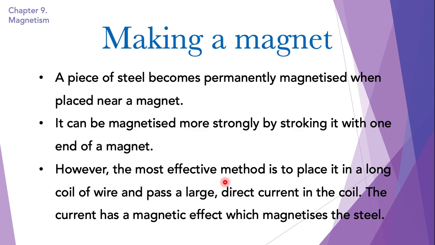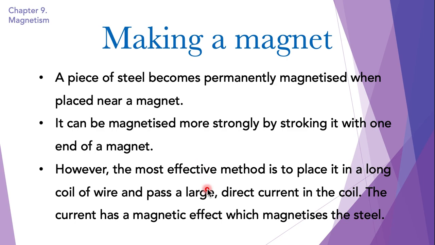However, the most effective method is to place it in a long coil of wire and pass a large direct current in the coil. The current has a magnetic effect which magnetizes the steel. So, we have a coil of wire in which we place the steel bar. We pass a large direct current in the coil. So the current induces magnetism in the steel and the steel becomes magnetized more strongly than either of these methods would. These are the three ways we can make a magnet.